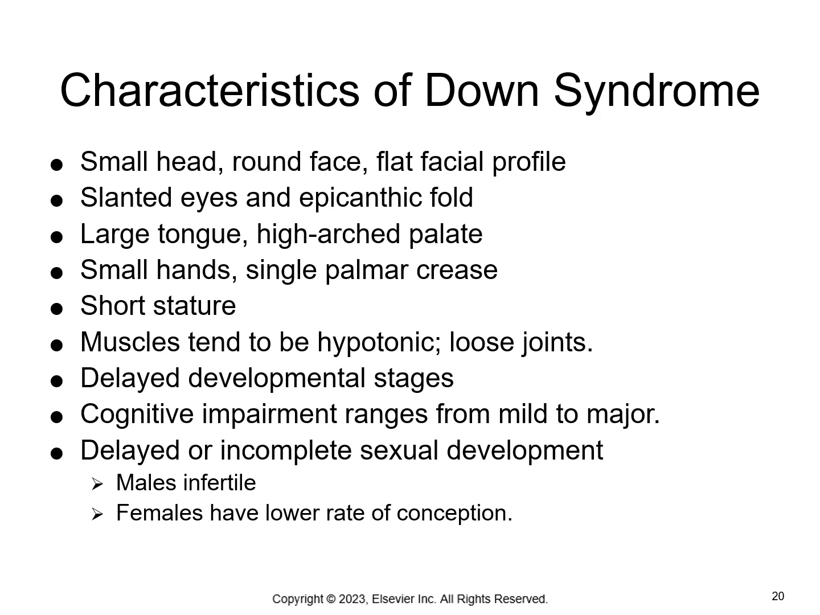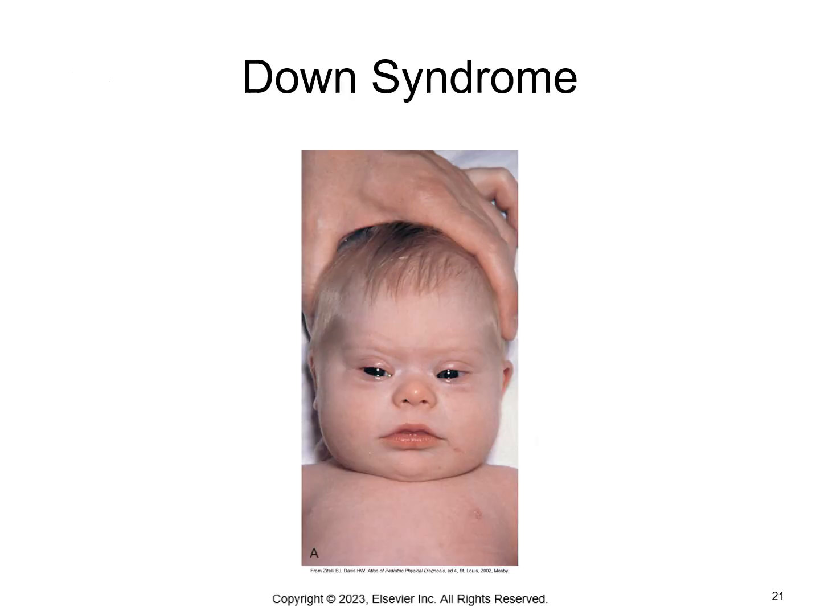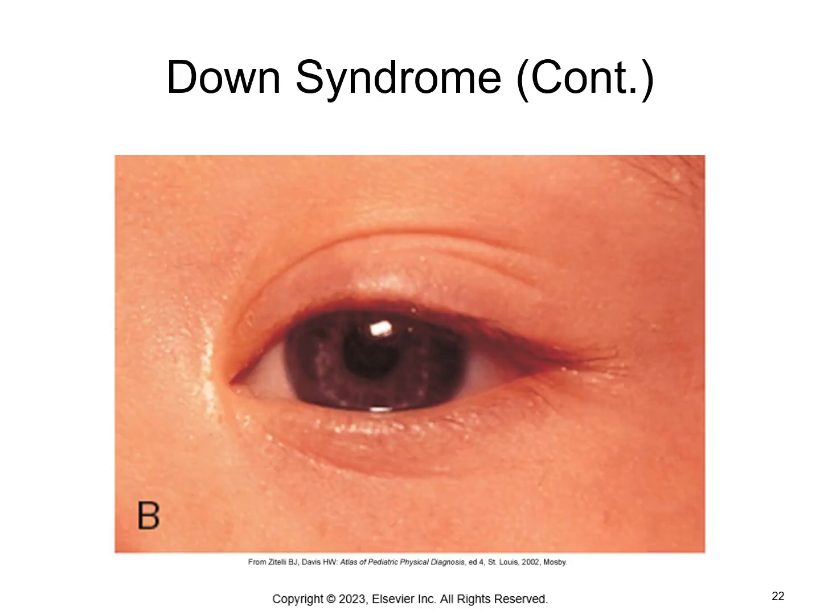The cognitive impairment is going to range from mild to major. There'll be delayed or incomplete sexual development with these patients. The males will probably be infertile and the females have a lower rate of conception. Here's that facial picture that I feel like we all kind of recognize for Down syndrome, and some other pictures that you can see, like I said, on page 581 in the book.